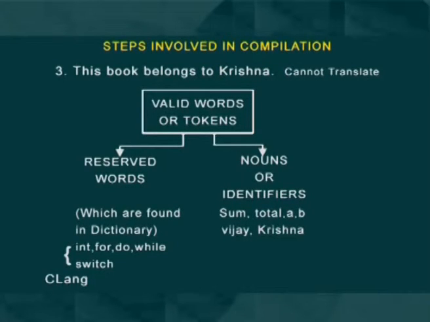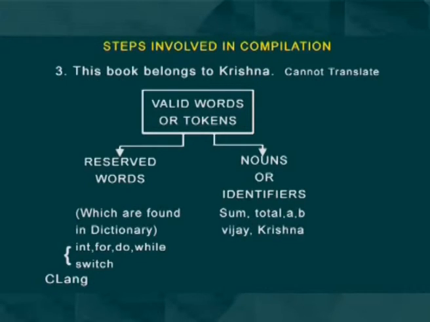Valid words are also called tokens. One type of valid words are reserved words, which are found in the dictionary. For example, the reserved words of C language are int, for, do, while, switch and so on. These are all the reserved words, that means the words defined by the language.